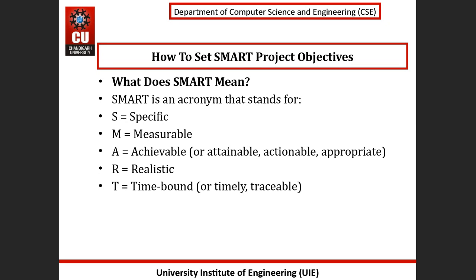And the last one is time bound or time constraint. What is that? What is time bound? We already discussed this three to four times: the deadline. Good. So there should be a deadline, a point in time by which the objective should have been achieved. Fine.